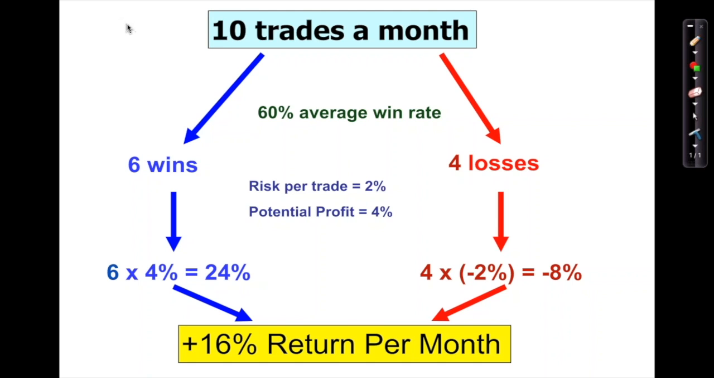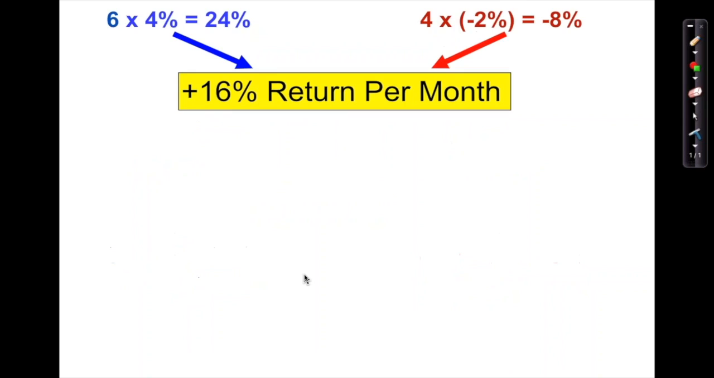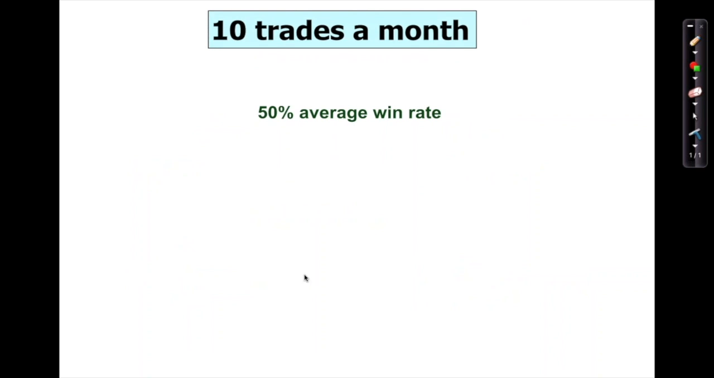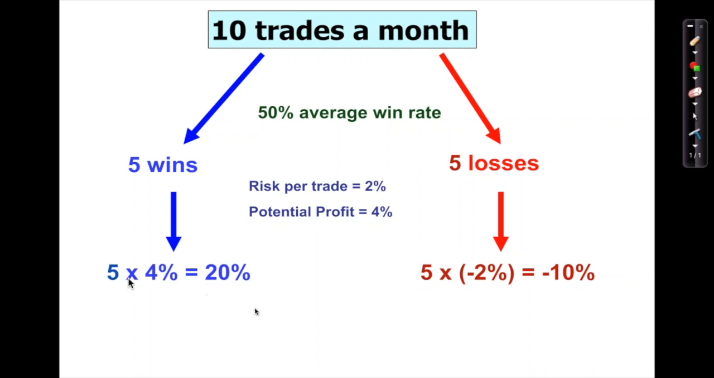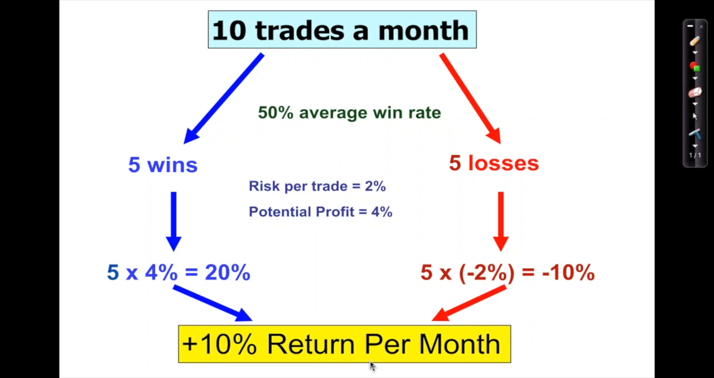Now, what if your win rate is only 50%? You're right half the time. So you get 5 wins and 5 losses, but each time you lose 2%, and each time you win 4%. What's your net profit? That's still 10% a month.